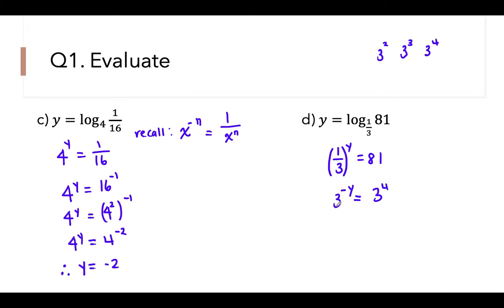So therefore, the base is the same. I'm going to equate the exponents. Negative y is equal to 4. But we don't want negative in front of y, so let's divide both sides by negative 1. So y is equal to negative 4.